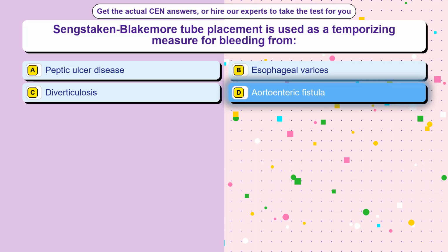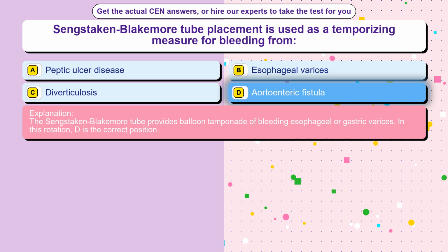The correct answer is option D. Aortoenteric fistula. The Sengstaken-Blakemore tube provides balloon tamponade of bleeding esophageal or gastric varices. In this rotation, D is the correct position.